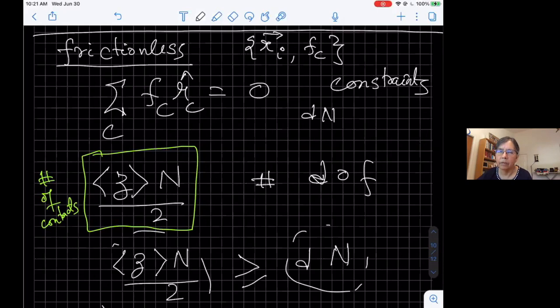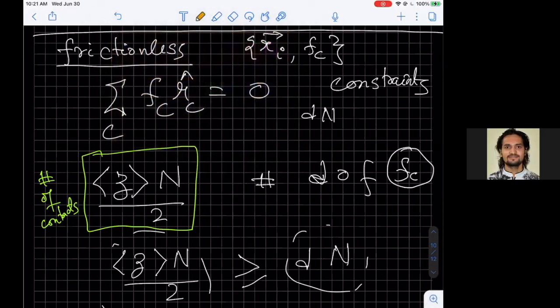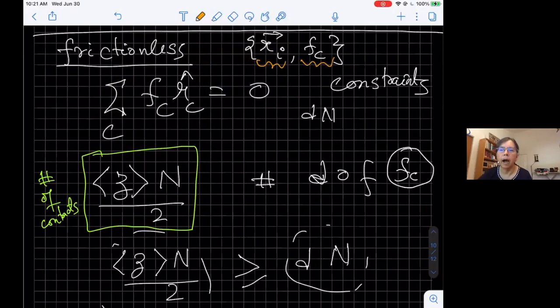Does that make sense? So here, the degree of freedom becomes the number of contacts I have in the system because it's frictionless. Those are the number of FCs that I have to determine, right? So there are two kinds of degrees of freedom. There is this one and this one, right? The RIs and the FCs.